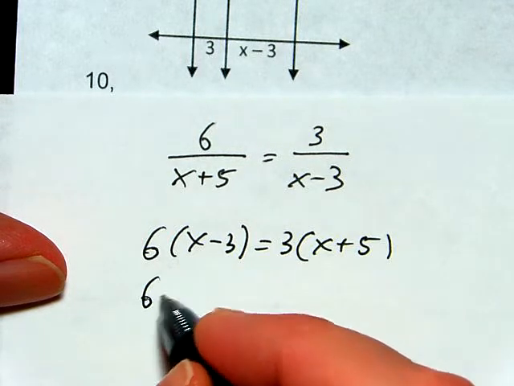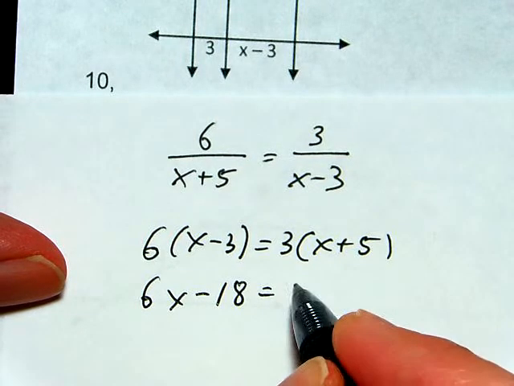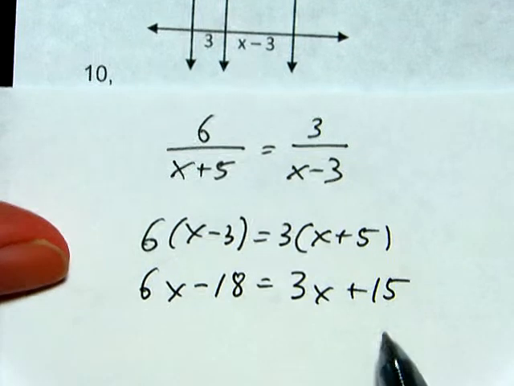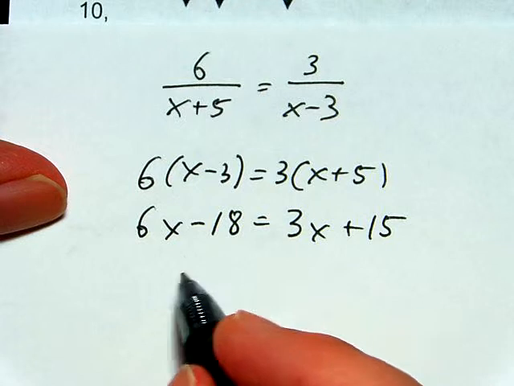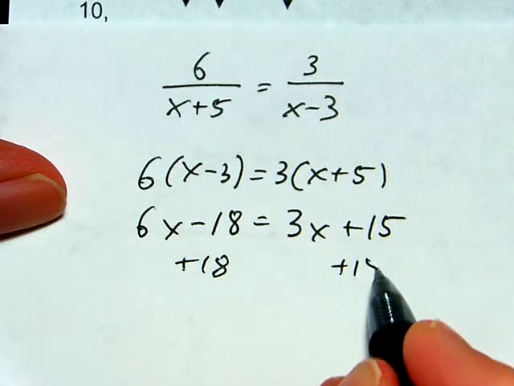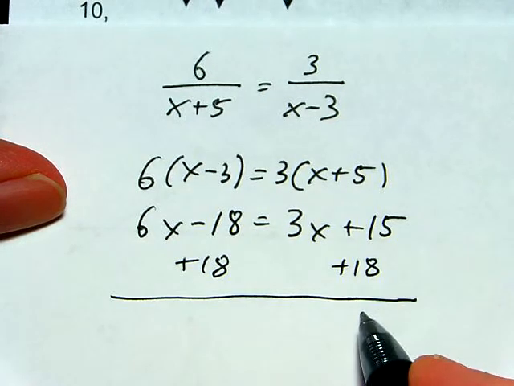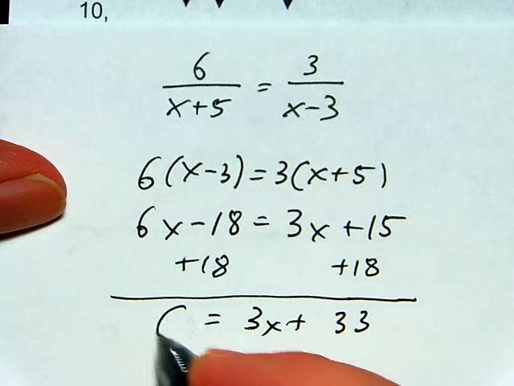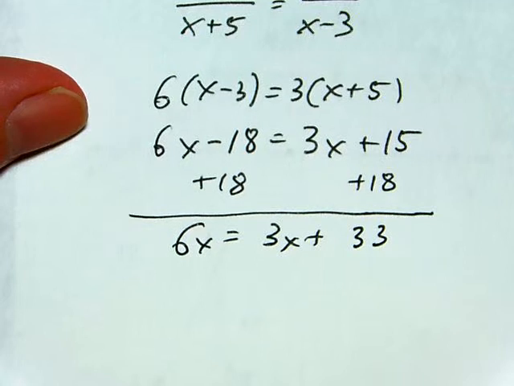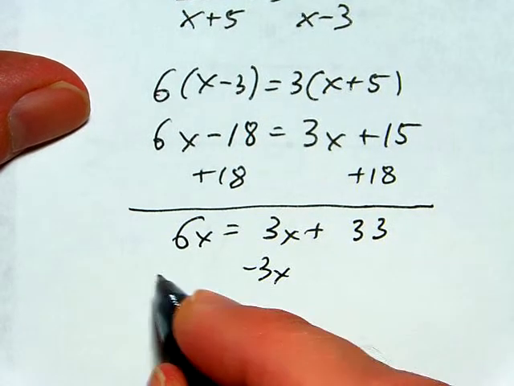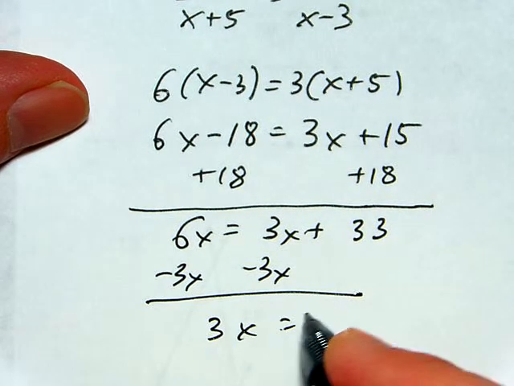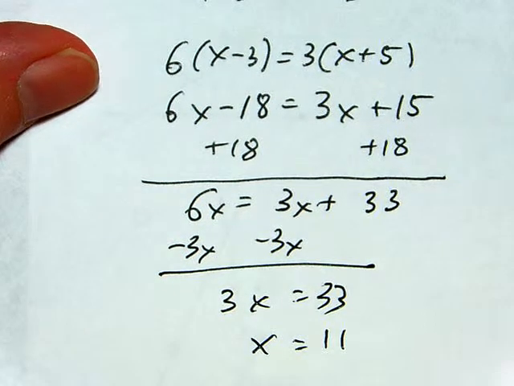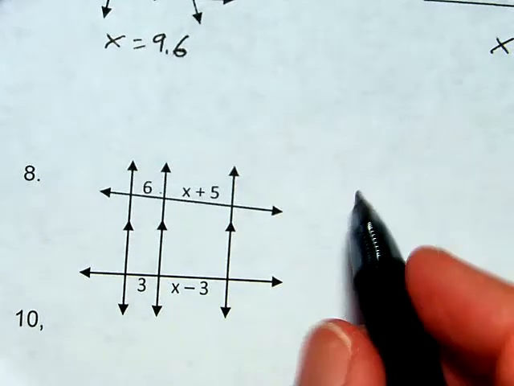We then distribute on the left to get 6x minus 18. On the right, we distribute to get 3x plus 15. And then this is just like any other algebra problem. We just have to be careful we don't make any silly mistakes. Okay, so far so good. Get 3x equals 33, x equals 11. Okay, and now we can put that down as our answer, x equals 11.